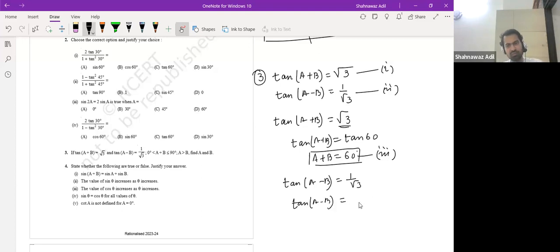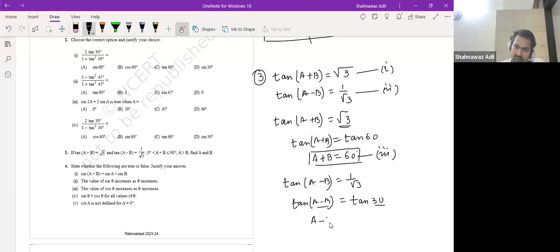Yes, Shoaib. For what value of theta is this 1 by root 3? Yes, Shashi, correct. 30 degrees, right? So I can write 1 by root 3 as tan 30. So these are equal, right? And this is tan of something, and this is tan of something, which means that these angles are equal.